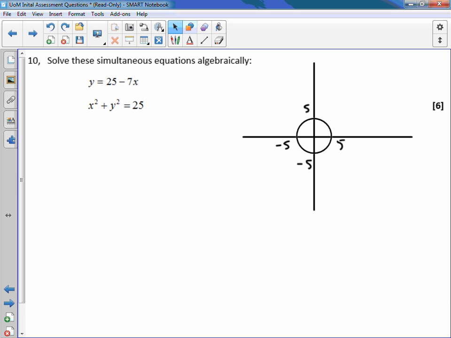And then I've got 25 minus 7x. So there's another straight line coming from way up here and cutting down like that. So I need to work out the coordinates of those two red points there.